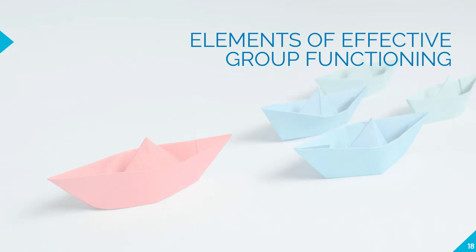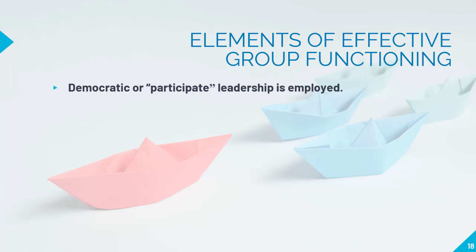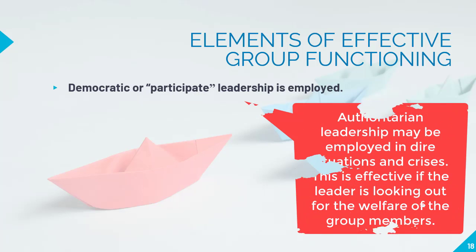Elements of effective group functioning. It is advisable to have a democratic or participative leadership employed within the group. In some cases, authoritarian leadership can be utilized as well, but this will only work if the leader is looking out for the welfare of the group members and in dire situations.